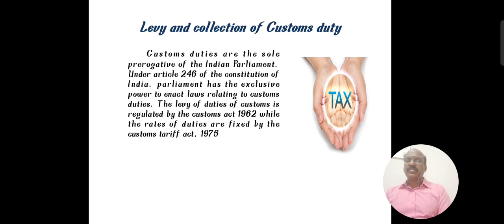For this purpose, they have two aspects. One is that the levy of duties of customs is regulated by the Customs Act 1962, while the rate of duties is fixed by the Customs Tariff Act 1975. So through these two acts, the government can easily impose the customs duty on the business and on the trade.